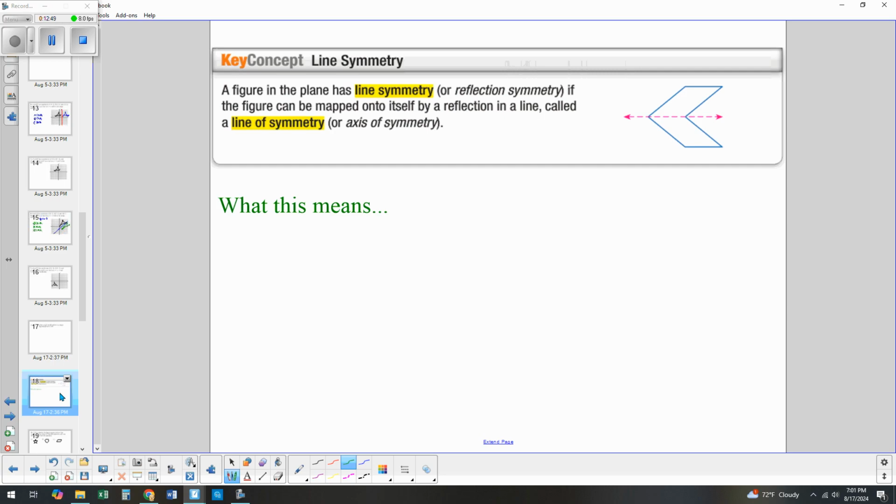So their definition is if a figure can be mapped onto itself by a line of reflection, which makes sense. I like to think of it as, can it be folded in half? So can you fold it in half? And I'm talking exactly in half. And whatever happens on one side, it should be the mirror image on the other side of that line that we're reflecting. If they're not the same direction, if they're not the same length, then that is not a line of reflection, or it does not have line symmetry.